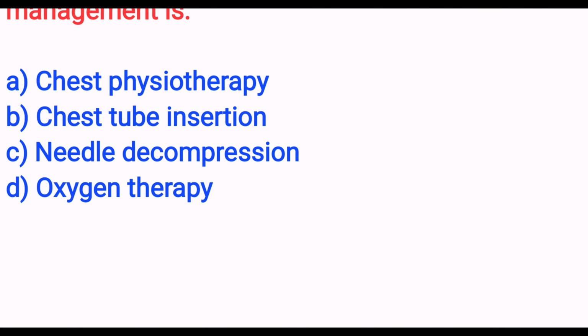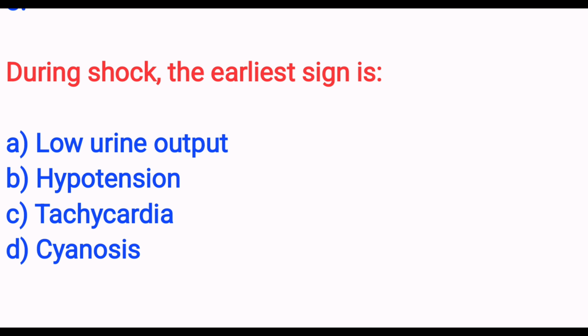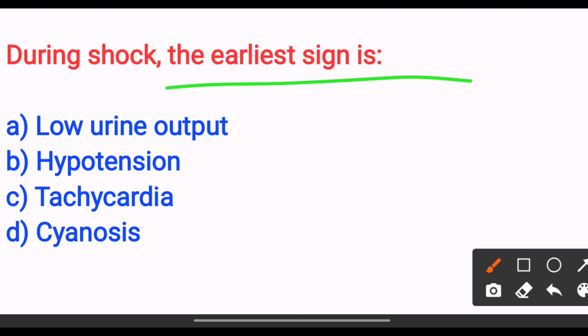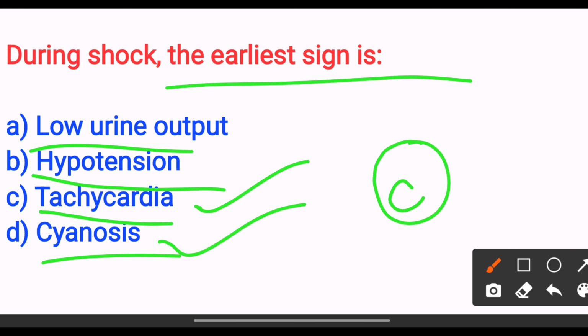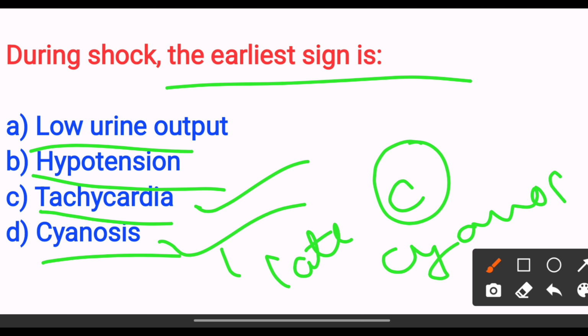Next, during shock, the earliest sign is: option A, low urine output; option B, hypotension; option C, tachycardia; option D, cyanosis. The answer is option C, tachycardia. And cyanosis is the late sign. The earliest is tachycardia.